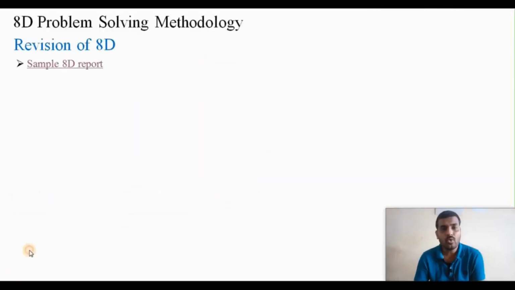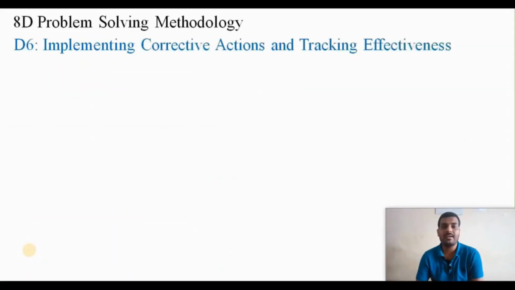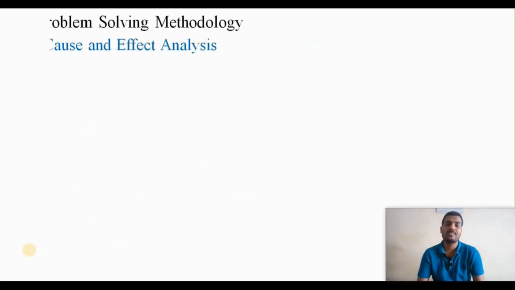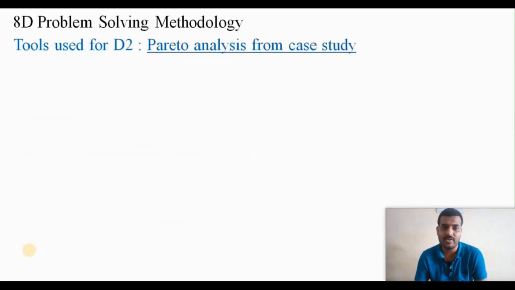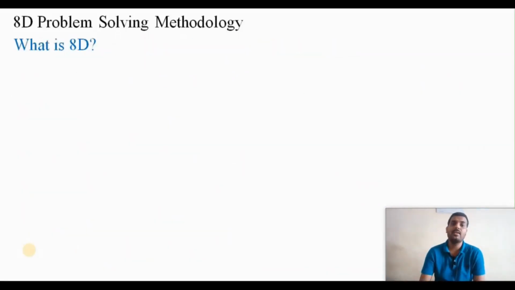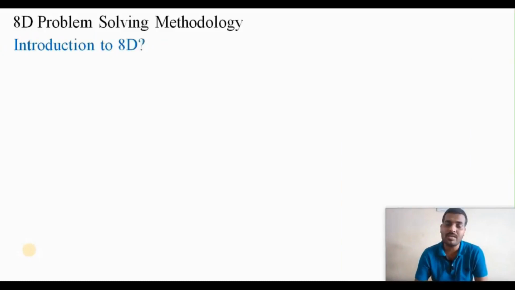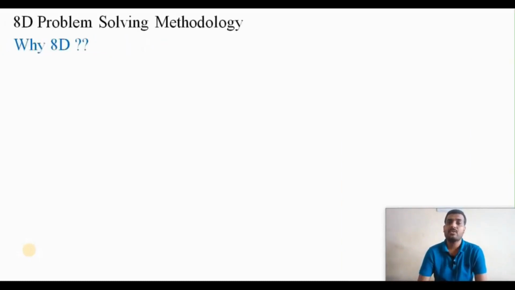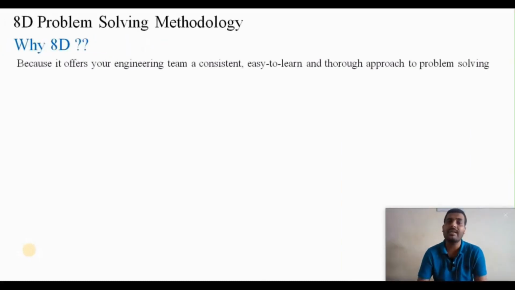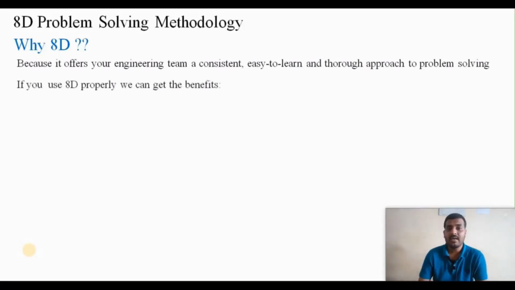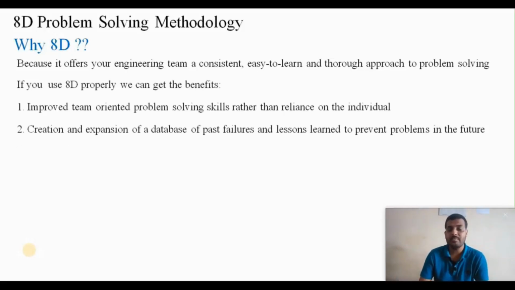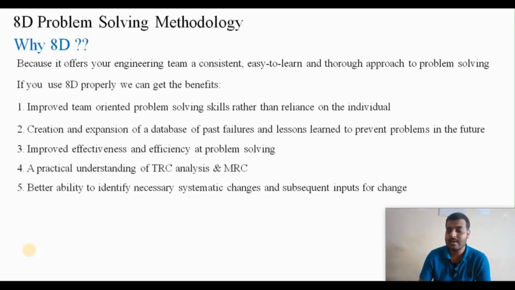Okay, so now with this we will have the revision for today's webinar. So we started with the revision of 5S methodology for lean manufacturing processes. Then we went to the why part of the 8D analysis. So why is the 8D analysis or 8D problem solving methodology required? Because it offers your engineering team a consistent, easy to learn and thorough approach for problem solving.